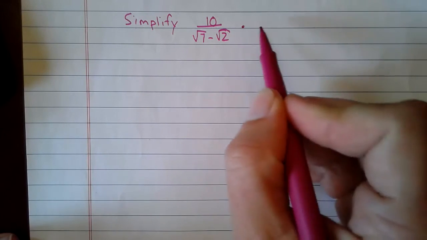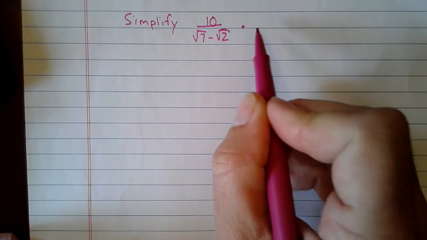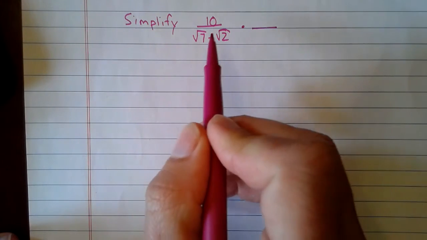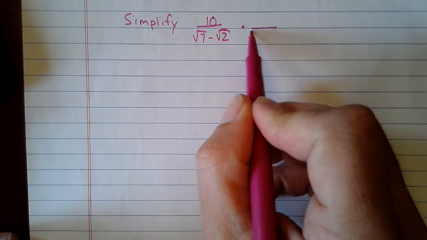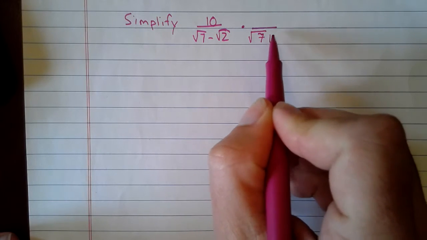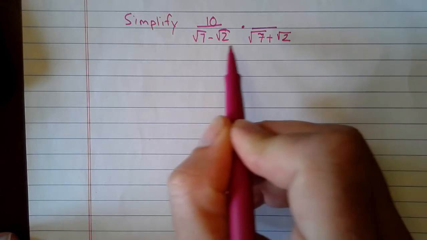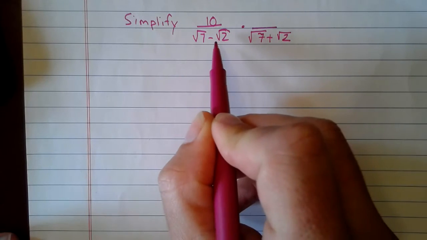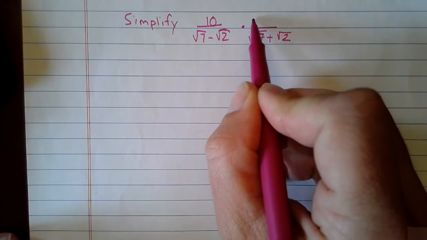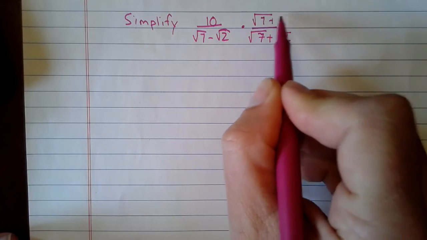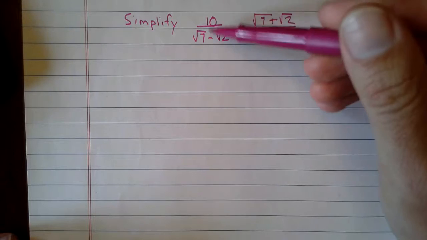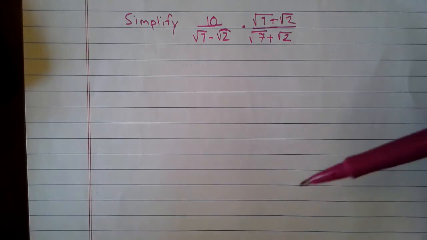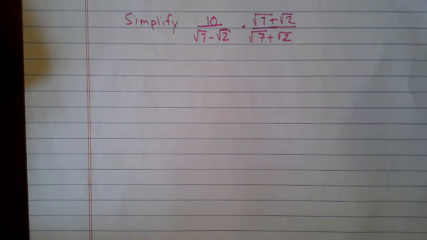And what we will do is then multiply by the conjugate. The conjugate of root 7 minus root 2 will be root 7 plus root 2. The first terms stay the same, and the second terms are opposites. But I'm going to multiply it over itself because that is a version of 1. If we multiply this by 1, the value will not change. It'll look different, but the value will be the same.